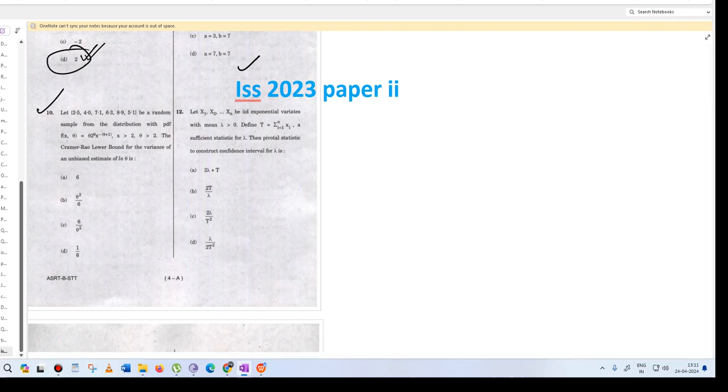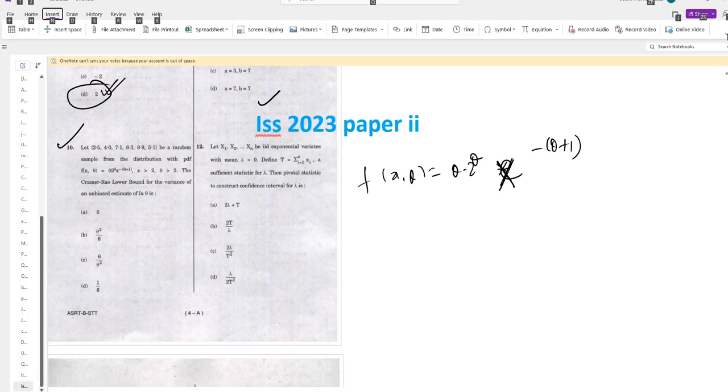Dear students, today we are on question number 10, which is given here, and we have to move ahead. So f of x comma theta is theta into 2 to the power theta into x to the power minus of theta plus 1. Okay, so now we can solve the rest of it like this.